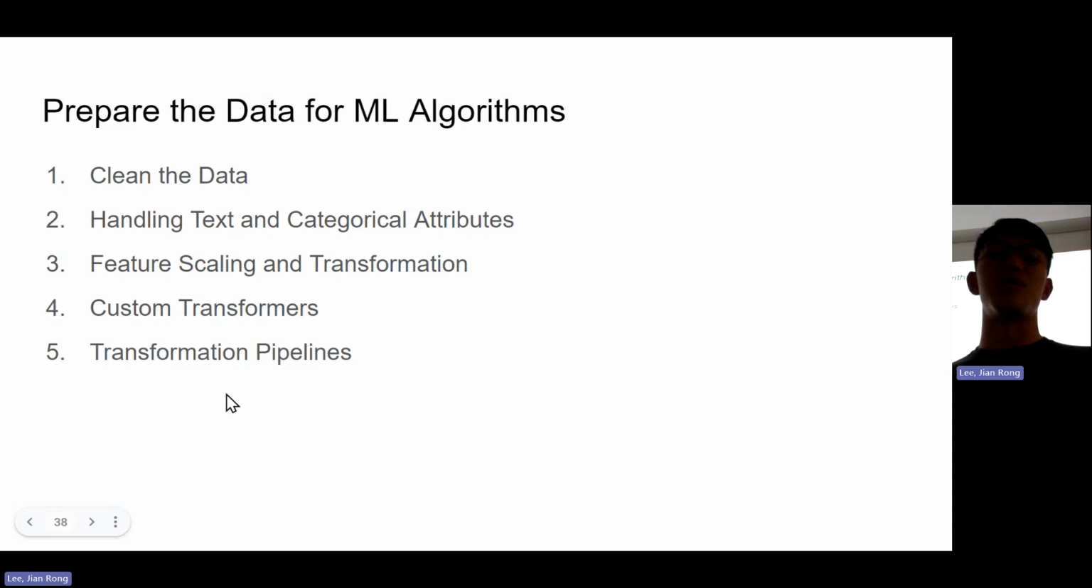Okay, so these are the steps that we're going to take. We're going to clean the data. We're going to handle the text and the categorical attributes separately. Then we're going to scale all the features so that they're around the same scale. And then we're going to create an automated way to do all of it at once.